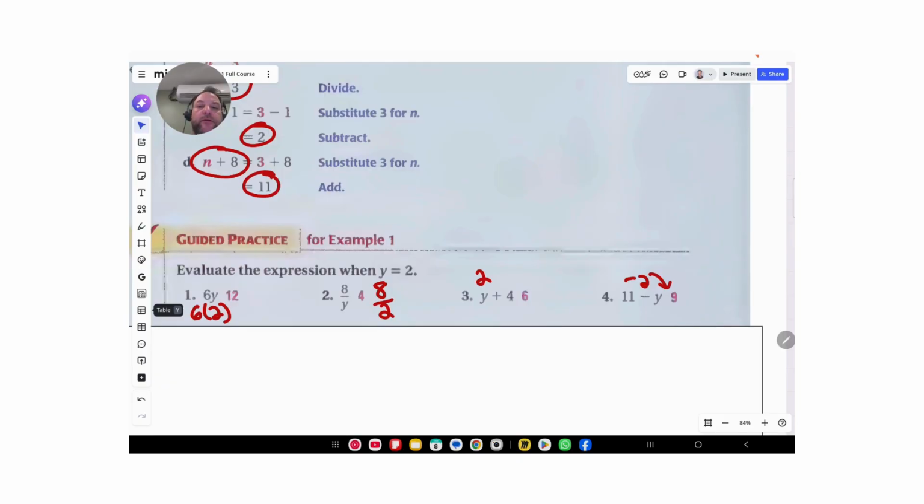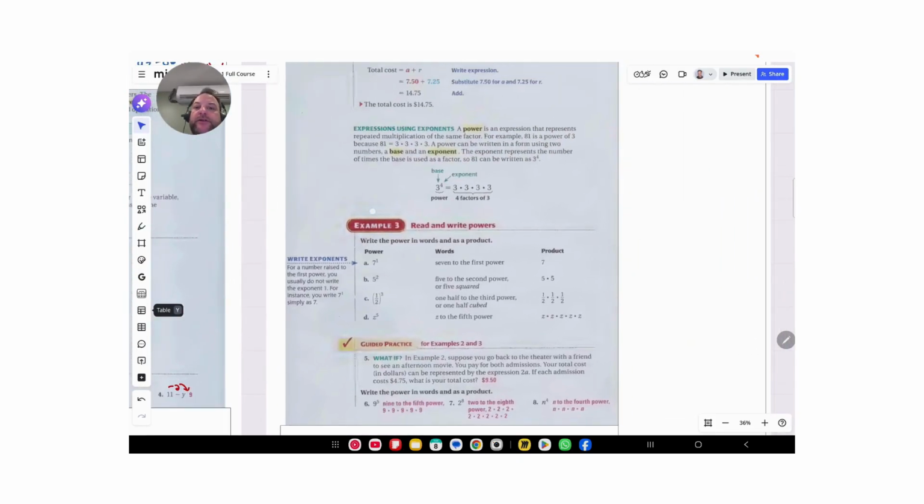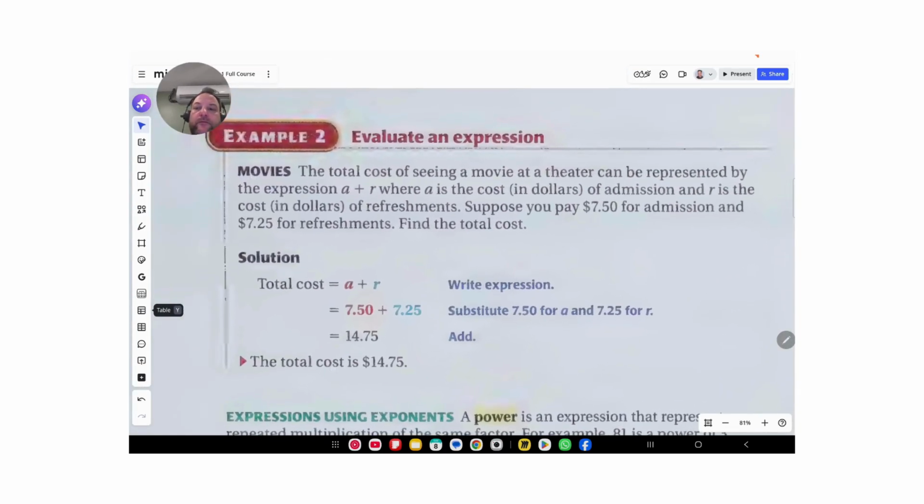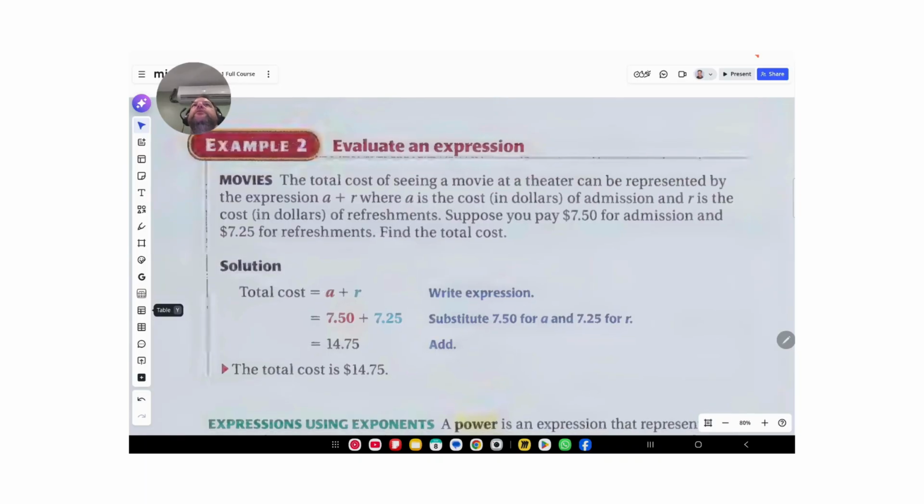All right, let's go over to our other side. Here's our movies example. The total cost of seeing a movie at a theater can be represented by the expression A plus R, where A is the cost in dollars of admission, and R is the cost in dollars of refreshments. Suppose you pay $7.50 for admission and $7.25 for refreshments. Find the total cost.